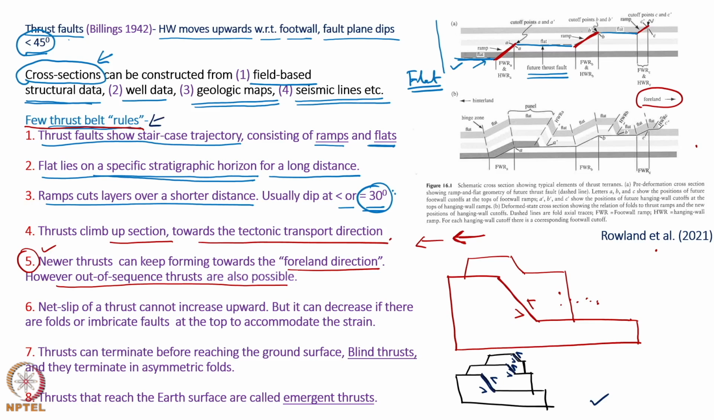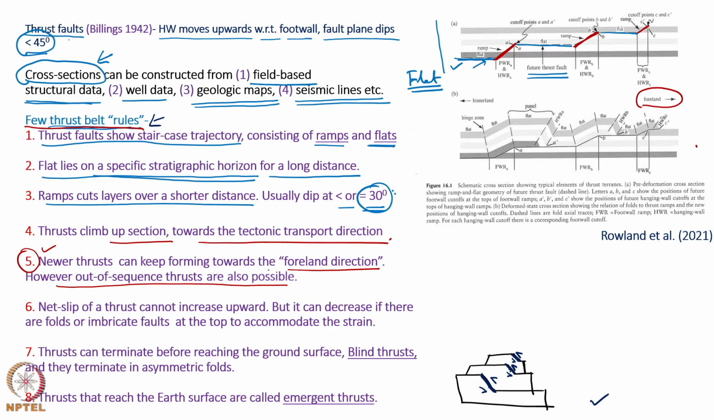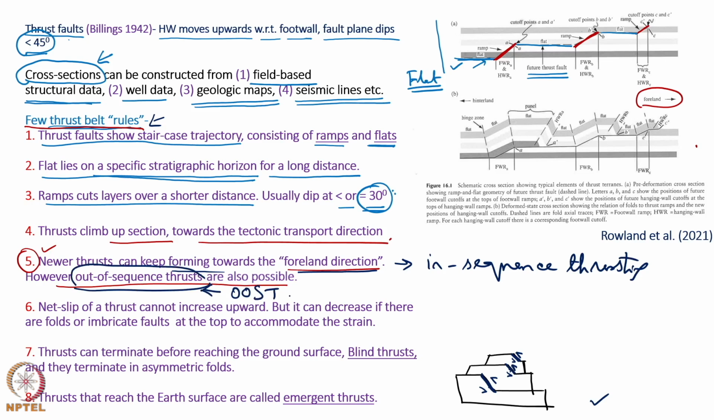An exception of this kind of thrust fault movement direction, which is known as in sequence thrusting, is known as out of sequence thrusting, where this rule is violated. Out of sequence thrusts or OSTs are common in collisional orogens. Do not think that OST is unusual.